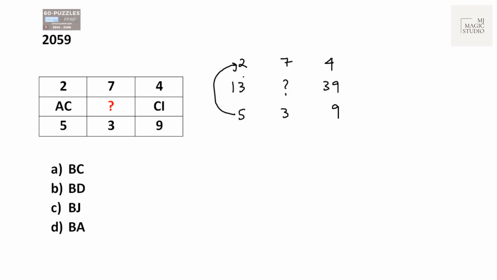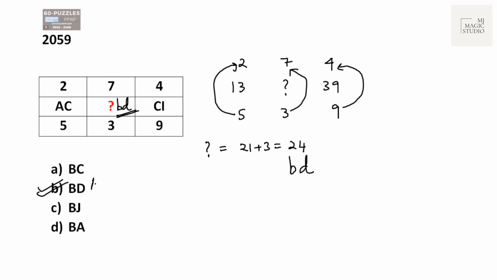5 into 2 is 10, plus 3 is 13. Let's check. 9 into 4 is 36, plus 3 is 39. Wonderful. Then this place we should have 7 into 3, 21, plus 3, that is 24. Now 2 means B and 4 is D. So it should be BD at this point. Option B should be the fit.